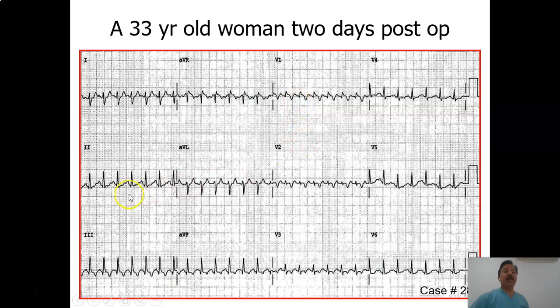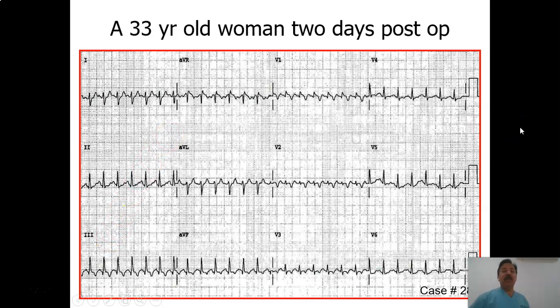ST segment elevation may be seen in AVR and V1 and others. If you look, there is an S wave in lead 1, S1, Q3, T3: a Q wave in lead 3 and T inversion in lead 3. So this S1, Q3, T3 can be seen in 10 to 12% of pulmonary embolism.